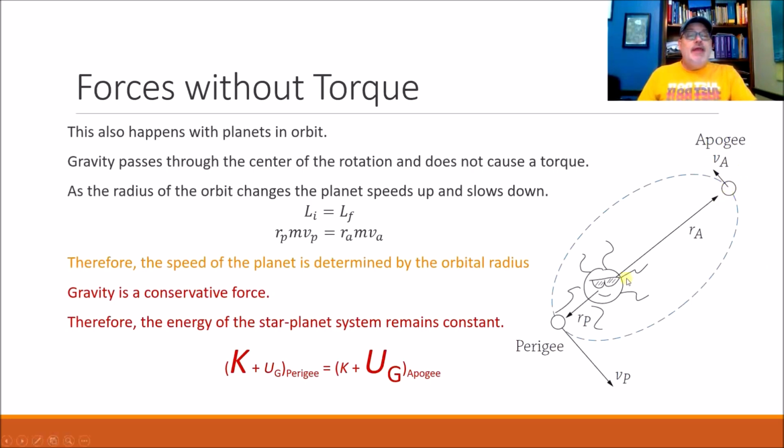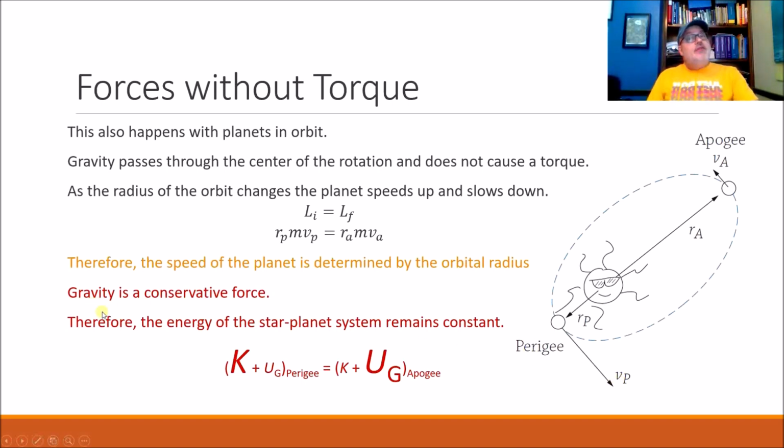We have a planet and a star, and the gravity on the planet from the star passes right through the pivot point, or the rotational center, of the planet at that instant. And so therefore, it doesn't produce any torque, which means it won't change the angular momentum of the system. So as the planet goes from apogee, the farthest point in an elliptical orbit, to perigee, the closest point in the elliptical orbit, the radius is decreasing, and therefore the velocity must increase.